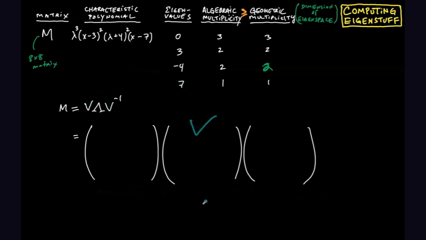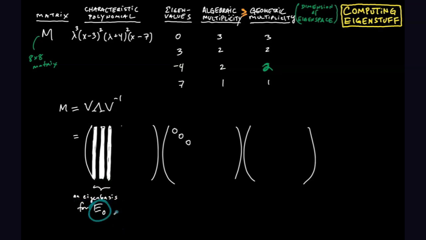On the middle matrix, capital lambda, that's a diagonal matrix, and the entries on that main diagonal are the eigenvalues, and they get repeated according to their algebraic multiplicities. So for example, 0 is an eigenvalue with algebraic multiplicity 3. So that means the main diagonal will contain 3 zeros. And moreover, the first 3 columns of our V matrix, which stores eigenvectors, would all be eigenvectors with eigenvalue 0, and in fact, they would be an eigenbasis for E sub 0, the eigenspace corresponding to eigenvalue 0.